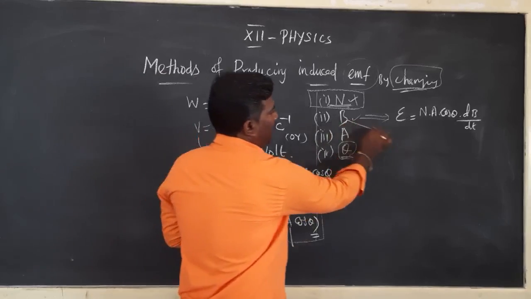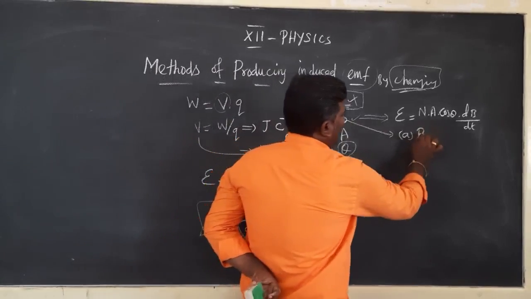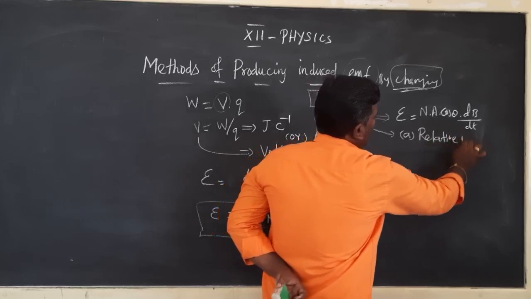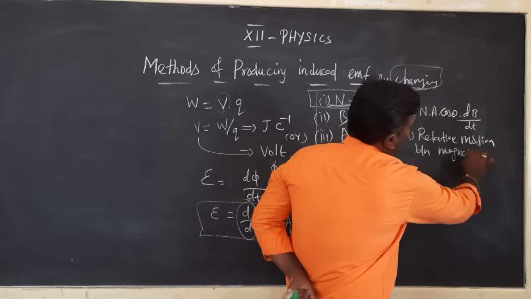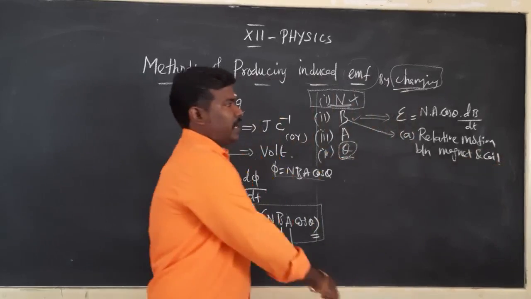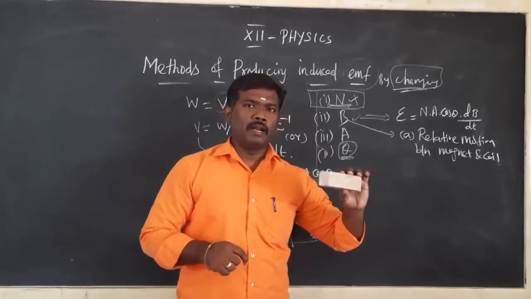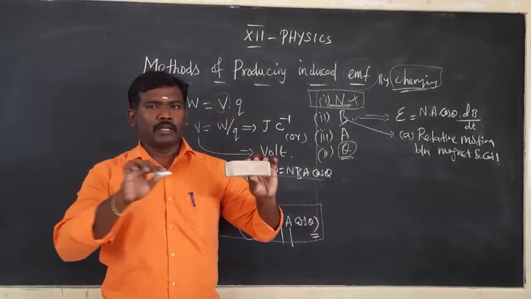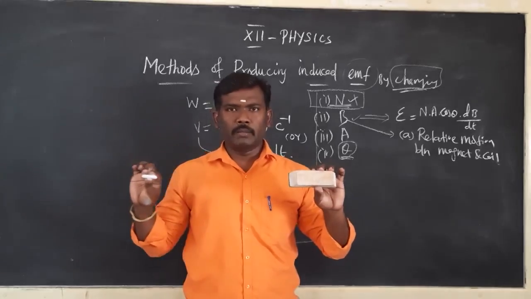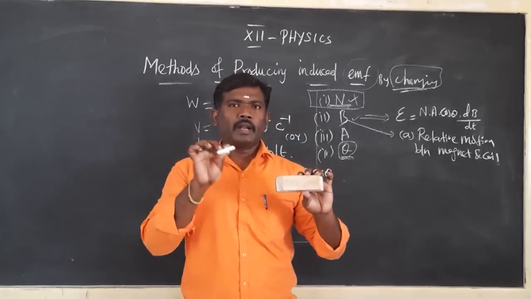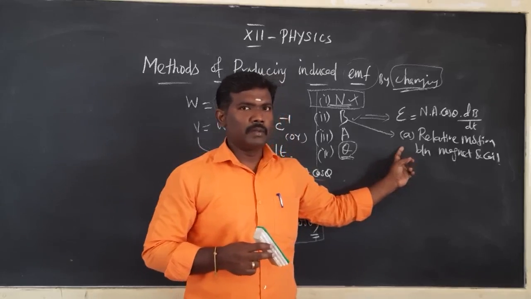Okay, how will you change the magnetic field? To change the magnetic field, we have two separate methods. First, we can change the relative motion between the magnet and the coil. If you keep the coil static and move the magnet towards and away from the coil, if you move the bar magnet or any magnet this way, we can induce the EMF in the coil by changing the magnetic field. Okay, this is one method.